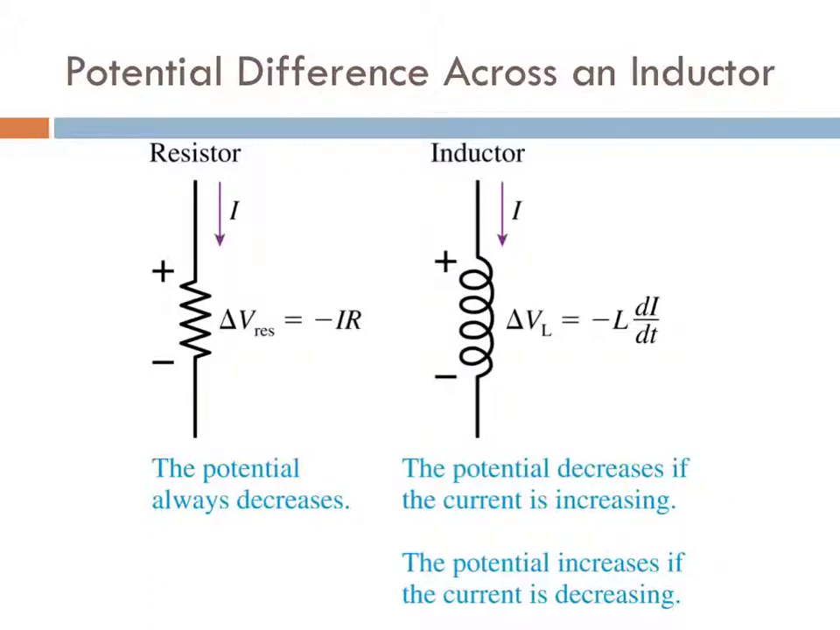On the left-hand side, you see a resistor. Now, resistors always have a decrease in potential, like we saw in circuits. For inductors, you will have a decrease in potential if the current is increasing, but an increase in potential if the current is decreasing.